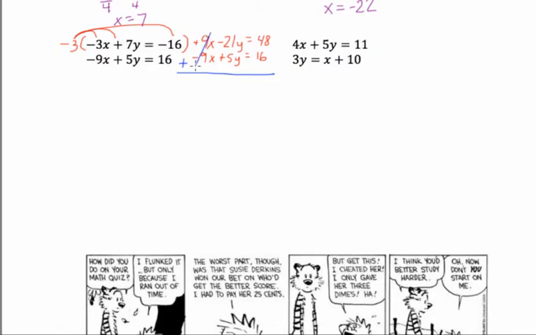My 9x's will eliminate, add up to be 0. Negative 21y plus 5y will be negative 16y equals 64. Get y by itself, divide off the negative 16. So y is equal to negative 4. Now that I know y, I need to find the x. So take one of your original equations. I know that y is equal to negative 4, so sub that in.